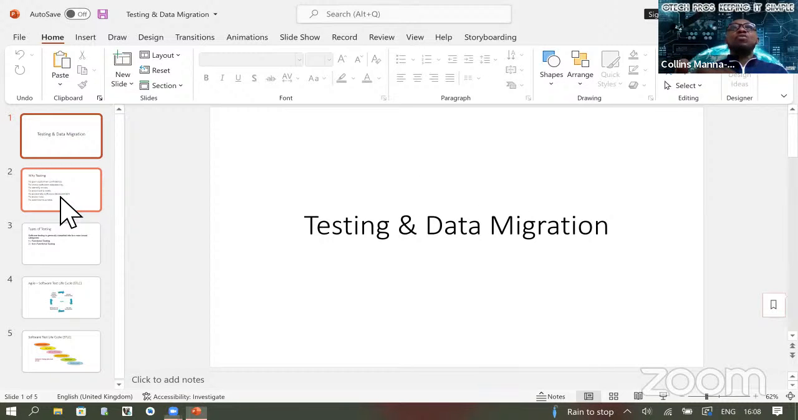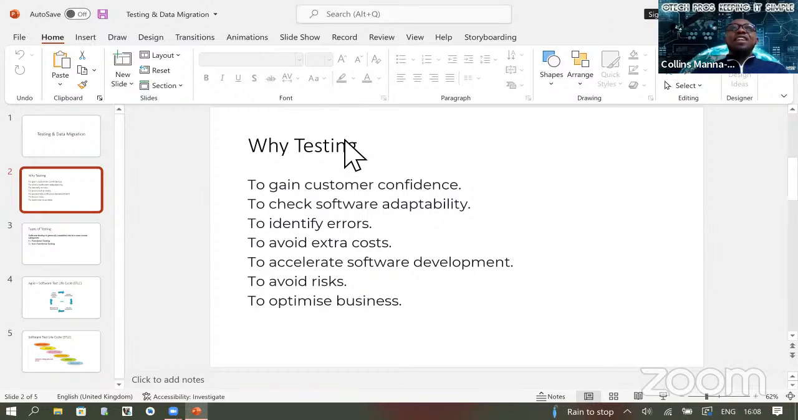So we'll look at why we should test. We test to gain customer confidence. You want to build the confidence of all the customers who will be coming in to participate in your products and services. So you must test the product. And again, to check software adaptability, how the software can be adaptable to each environment, and also compatibility.